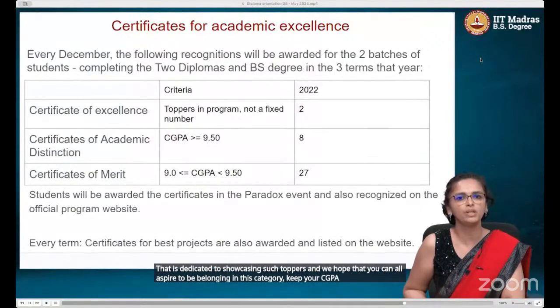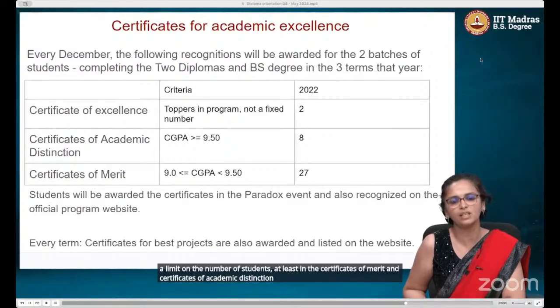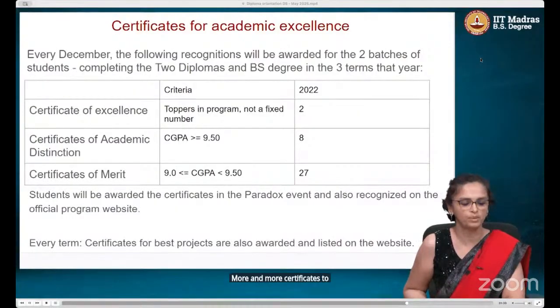We don't have a limit on the number of students, at least in the Certificates of Merit and Certificates of Academic Distinction. So all of you can actually do very well and come into this category. We'd be happy to award more and more certificates to students who fall into this category.